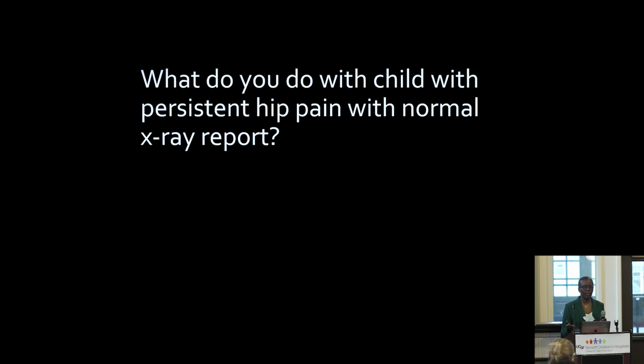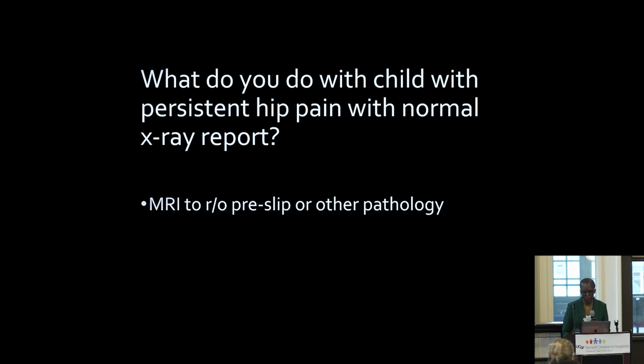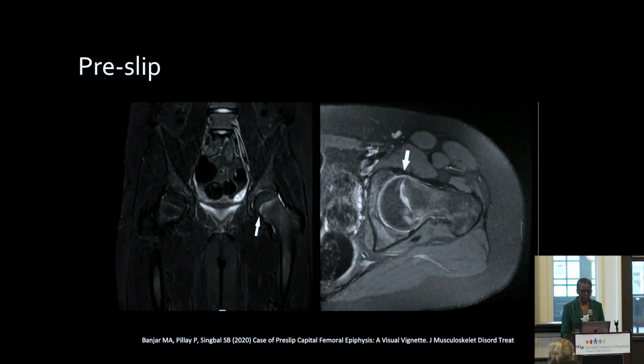So if you get a report back from us that says normal, but this child still has hip pain, what do you do with that? If you're going to work it up yourself, you can send it to Orthopaedics, but what you can do is get an MRI, right, to rule out something called pre-slip capital femoral epiphysis or other pathology. And these are fluid-sensitive sequences.